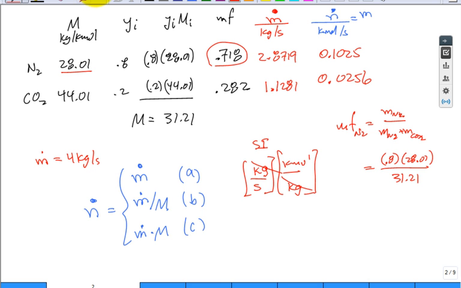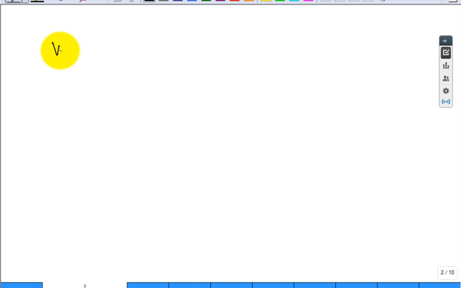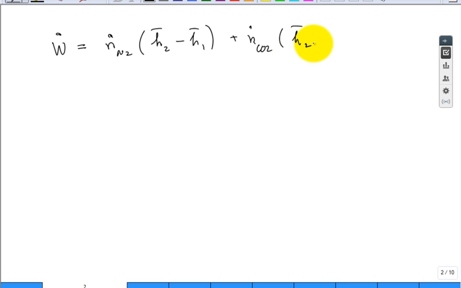So I'm going to insert a new page, and so we calculate W dot equal to, I'm just going to leave it like the molar flow rate of the nitrogen times H bar 2 of the nitrogen minus H bar 1 of the nitrogen, plus the molar flow rate of the carbon dioxide, H bar 2 minus H bar 1 of the carbon dioxide.